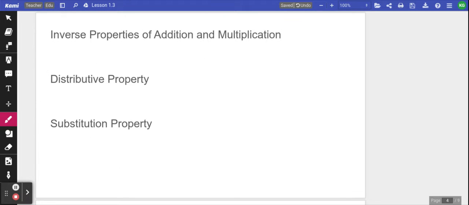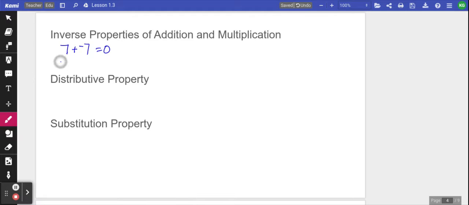Go ahead and pause again and write these and unpause when you're ready. Inverse property of addition is kind of thinking about doing the opposite. So you want to invert something and get it back to 0. So what could I add to 7 to get it back to 0? And the answer is negative 7.